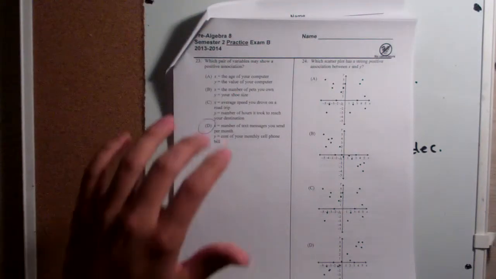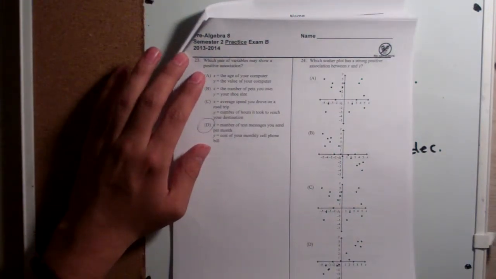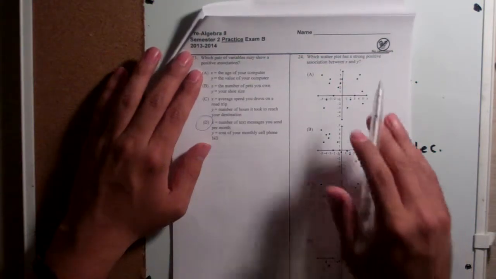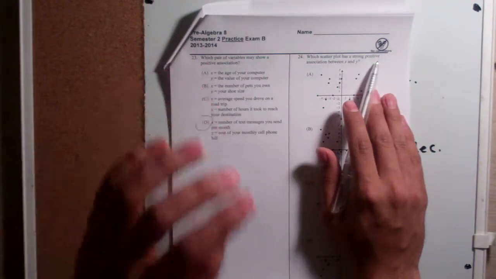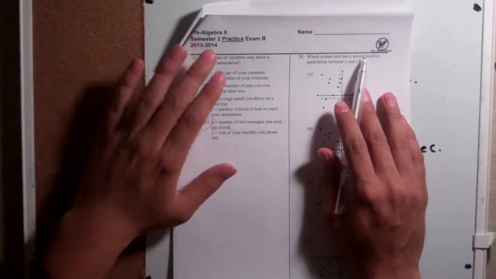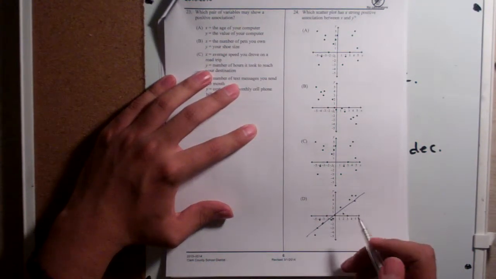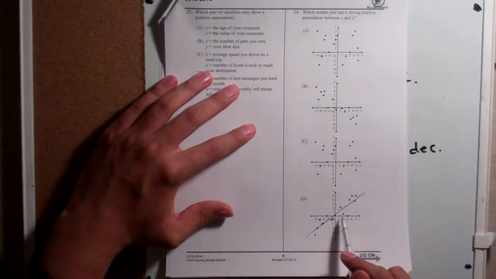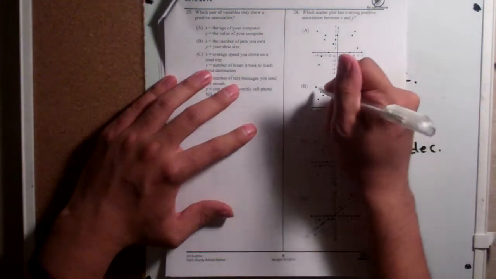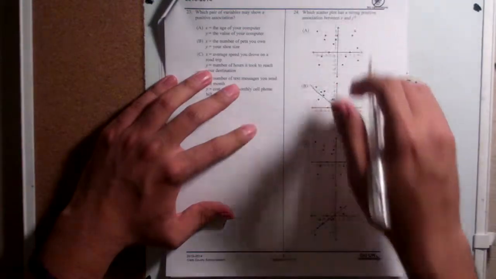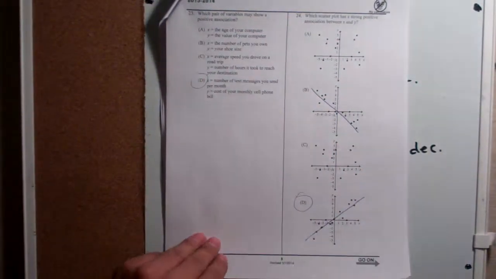Number 24 says a scatter plot has a positive association, a strong association. Now the positive means that it has a positive slope, and strong means that those points are close to that line. The answer for this is D. This line has a positive slope, and these points are pretty close to it. If you look at B, that's a negative association, and A and C have no association. So D is the correct answer.